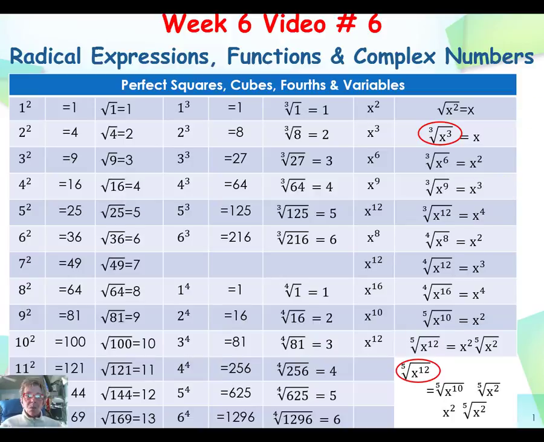Anyways, down at the bottom in that white box, we have the fifth root of x to the 12th. In order to simplify that, we have to break that down into two pieces. The fifth root of x to the 10th, which is a perfect fifth root because 10 is a multiple of 5, and the fifth root of x squared is kind of the remainder. The fifth root of x to the 10th breaks down to x squared when it comes out from underneath the radical, and the second part of it we leave just as it is.